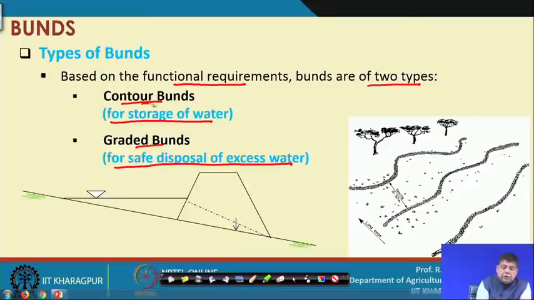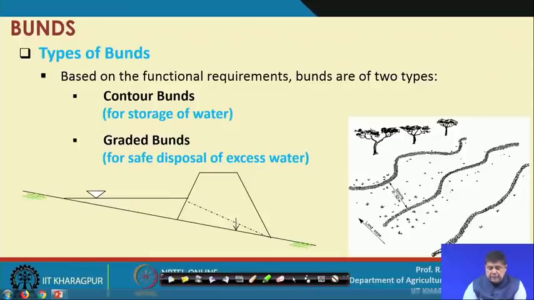So, when we say contour bund, it is basically meant for storing water for a long period of time. When we say graded bund, they are for safe disposal of excess water. Of course, a similar cross section is used in both cases, only a little bit of changes take place, which we will see in detail in the next lectures of this week.